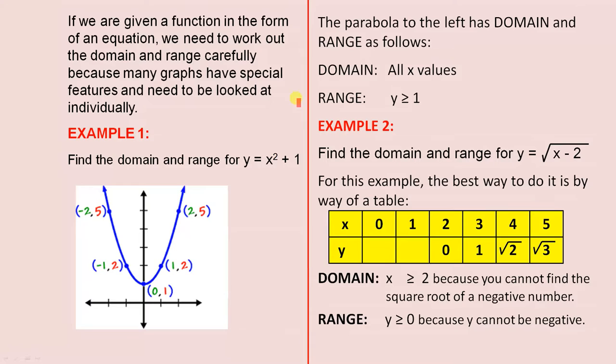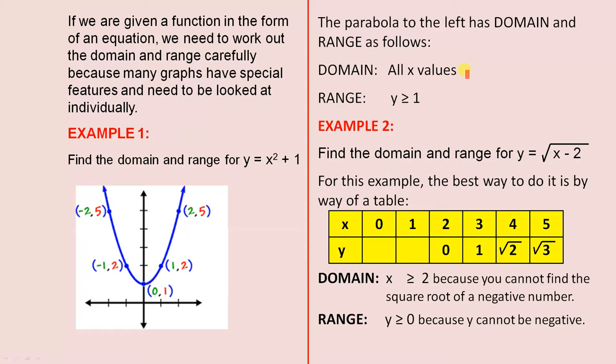If we are given a function in the form of an equation, we need to work out the domain and range carefully because many graphs have special features and need to be looked at individually. Example 1. Find the domain and range for y equals x squared plus 1. Now that's a parabola, and here's a sketch of the parabola to make our task a little bit easier.